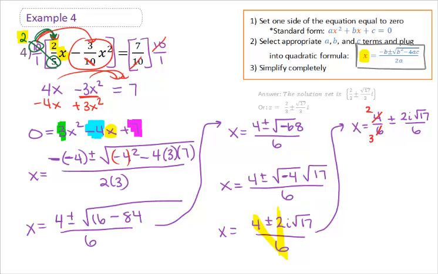2 over 6, divide those by 2. 2 over 2 gives me 1. 6 divided by 2 gives me 3. So I have the answers of x equals 2/3 plus or minus i root 17 over 3. Or on the right, I can just rewrite it in a little bit different format. I can just put that i on the last. Because remember, we like to write these in the form of a plus bi.